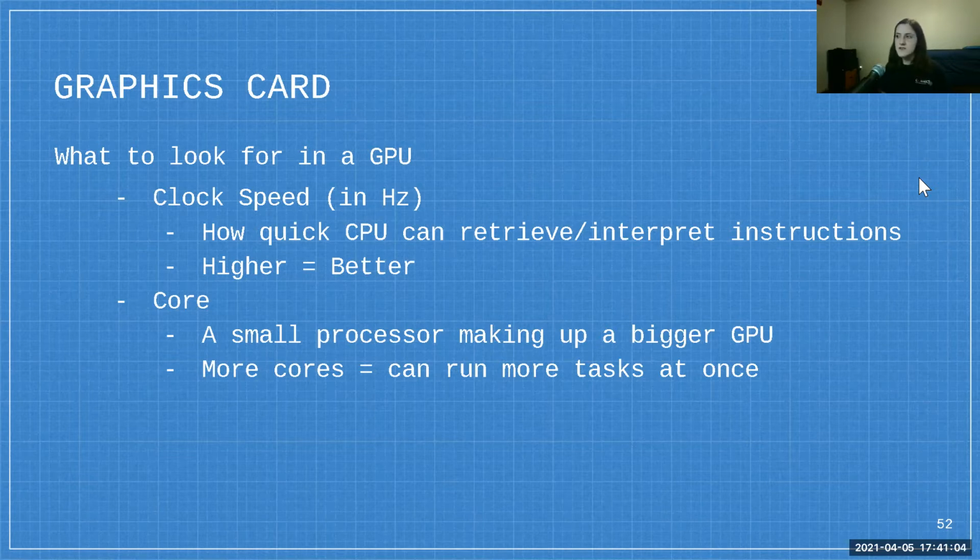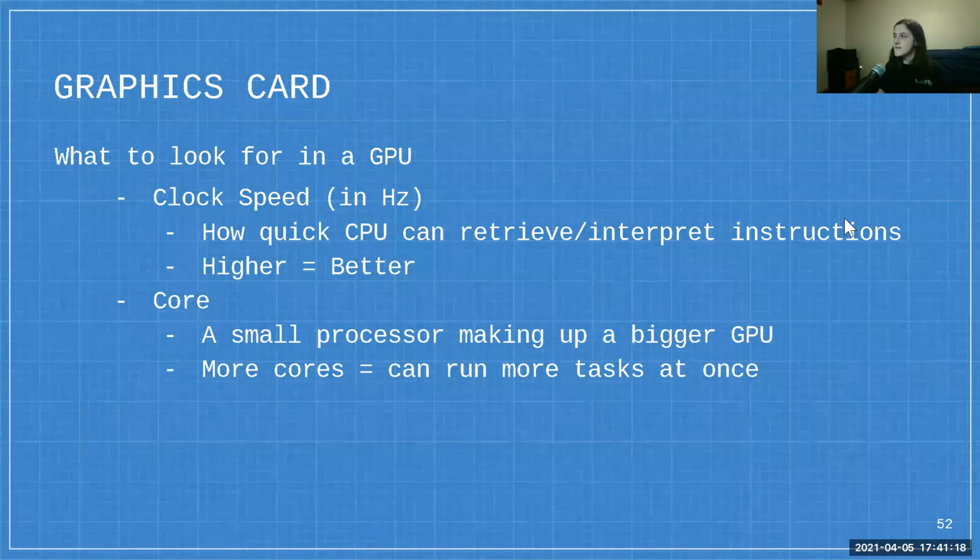And then another metric is the number of cores. A core is a smaller processor that makes up the larger processing unit. And so more cores means that we can run more tasks at once.